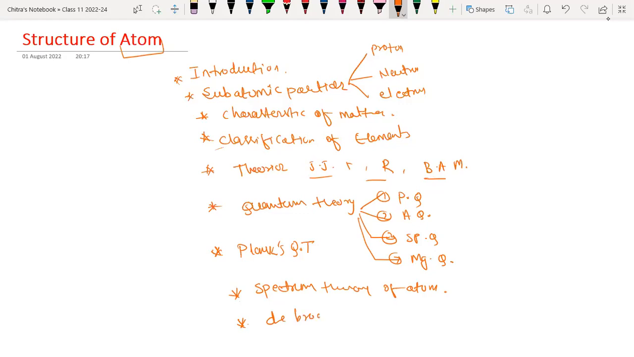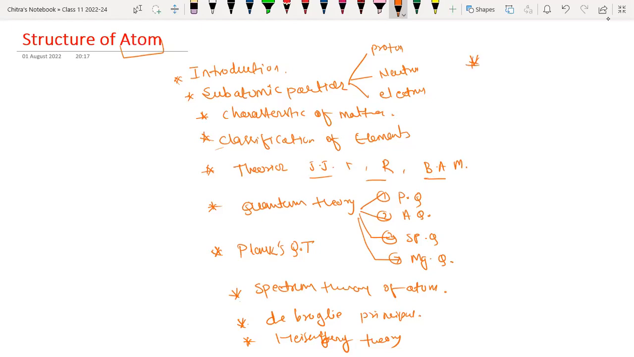De Broglie principle, and Heisenberg theory. Then the next point in this chapter, we will discuss the quantum numbers. We already discussed that.